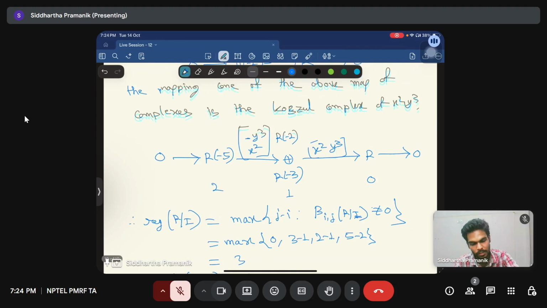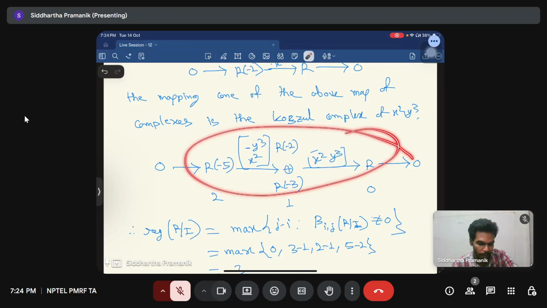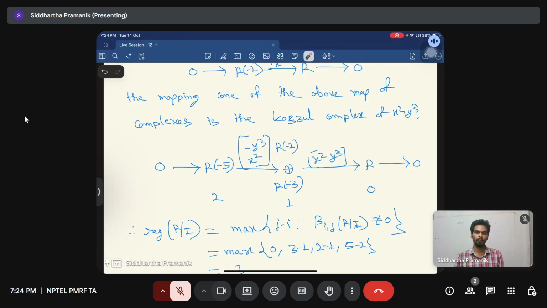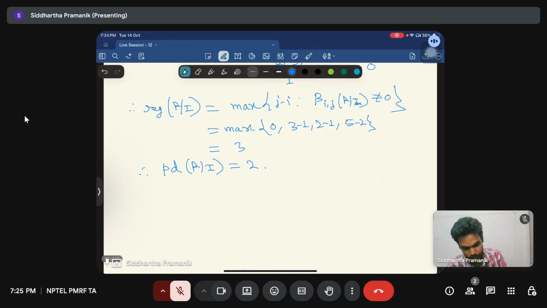So without using this causal complex, one can directly compute the minimal resolution by the usual way, how we find the free resolution. That is also fine. But in that case, we need to find the kernels and do some computations. And that's all. So the second one.